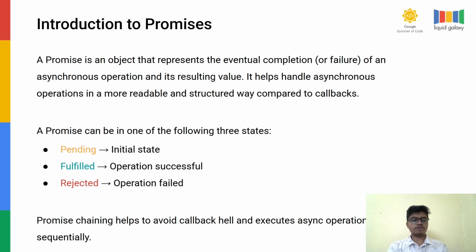A promise can be in one of the following three states. Pending state, which is the initial state of any promise, and the second state is fulfilled, which states a successful operation, and it means that our promise got resolved successfully. And the third one is the rejected state. It means that our promise is rejected, meaning the operation failed. Now we will take a look at promise chaining, which helps to avoid the callback hell that we have faced earlier, for executing asynchronous operations sequentially.